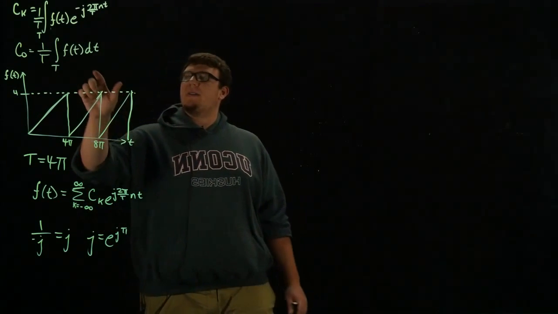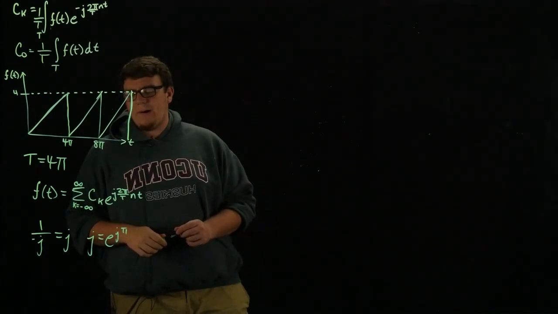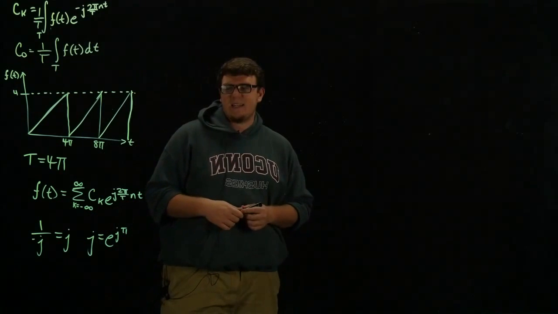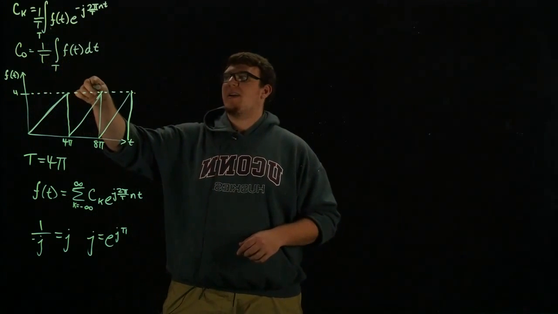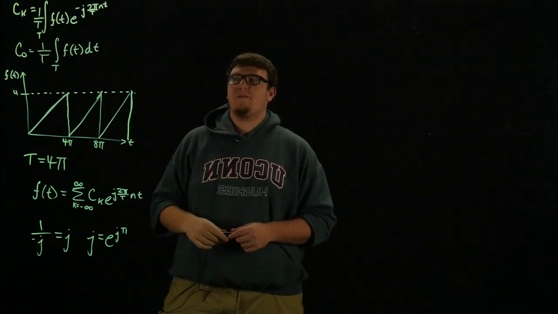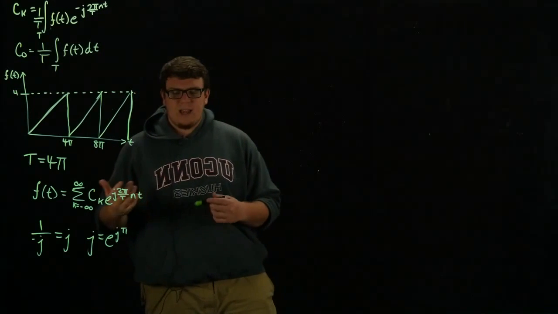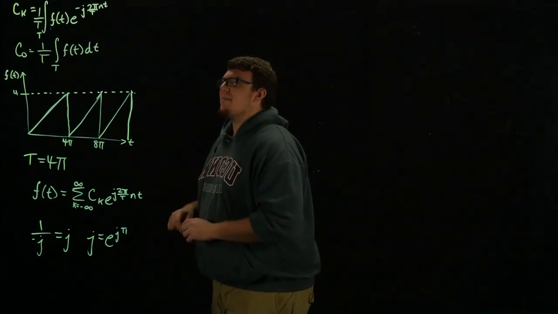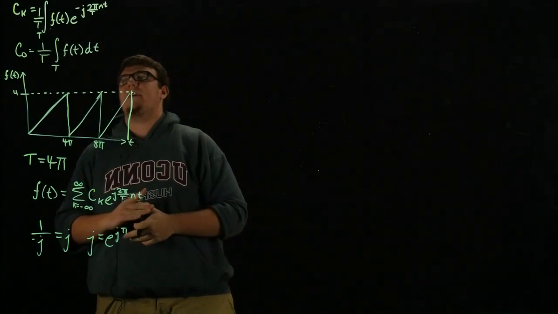So the first one we're going to do is C0. C0 is your component at omega equals 0. You can also call that your DC component. That has a little special formula because if you evaluate this and just plug in n equals 0, you sometimes get stuff that can't work, like dividing by 0. Don't do that. So we'll first evaluate the DC component, or C0.